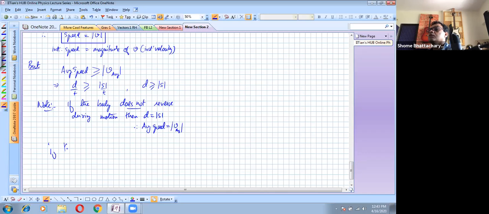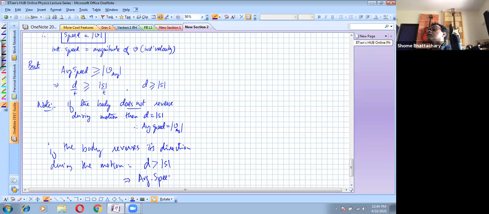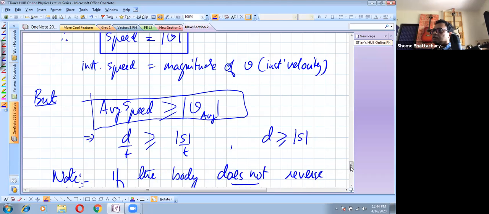So if the body reverses its direction during the motion, in that case the distance traveled actually becomes more than the magnitude of the displacement. So the average speed will become more than the magnitude of the average velocity. So this relation that we've written over here comes in two cases. When is it greater than? In this case. When is it equal? In this case. That's why we've written the general sign, greater than or equal to. Hope that in basic concept this is clear. Now let's start looking at these things in application, and it will become more clear for us.